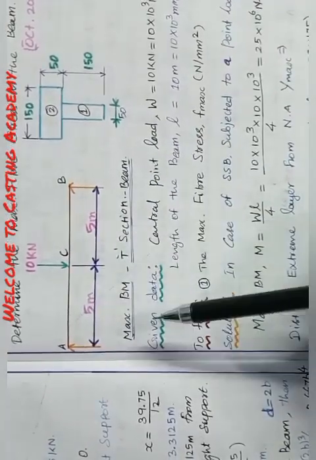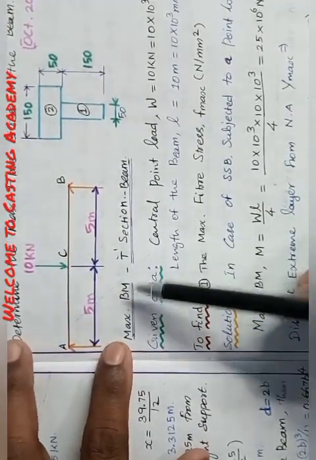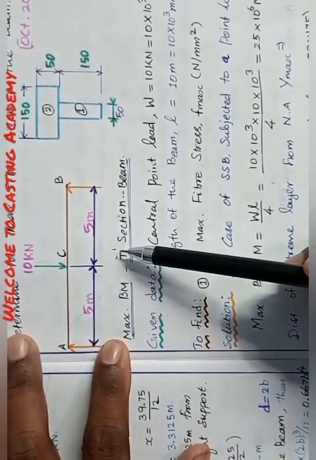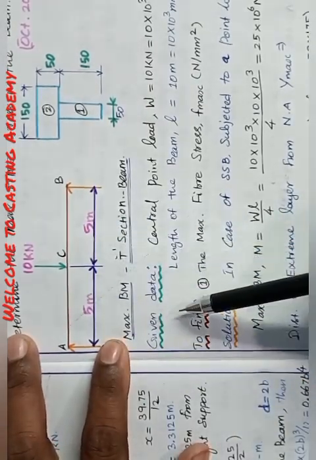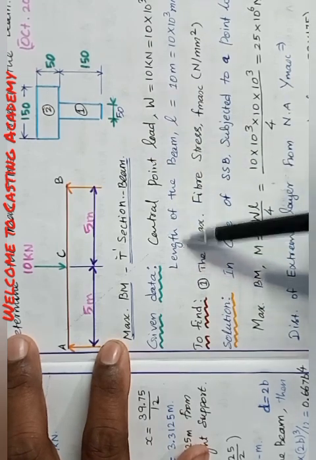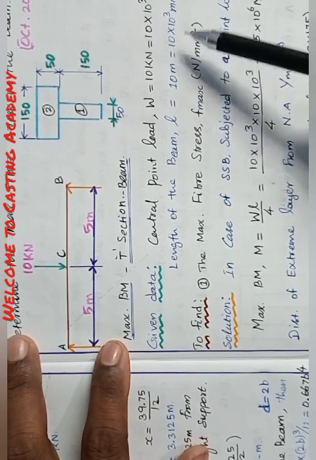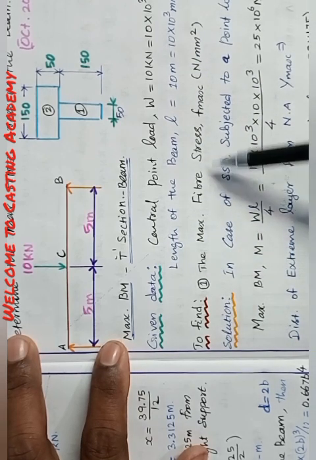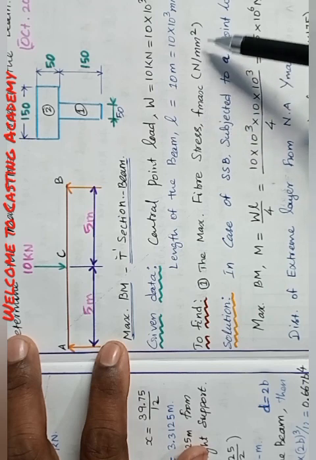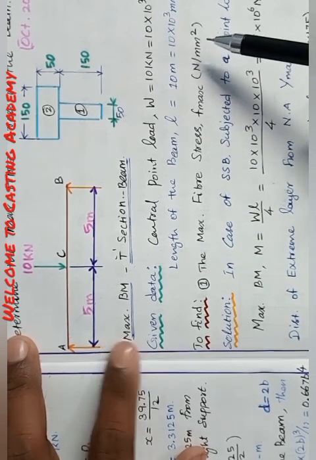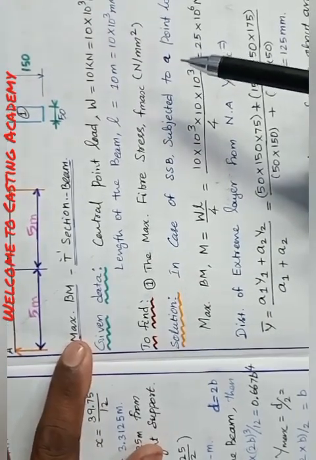Now the maximum bending moment of the T section of the beam. Given data: central point load W equals 10 kilonewton and length of the beam L equals 10 meter. Then we need to find the maximum fiber stress, f max, in Newton per mm square.